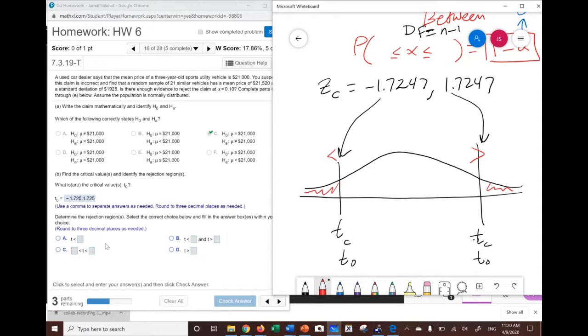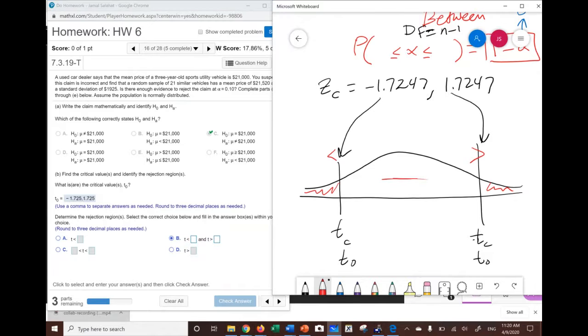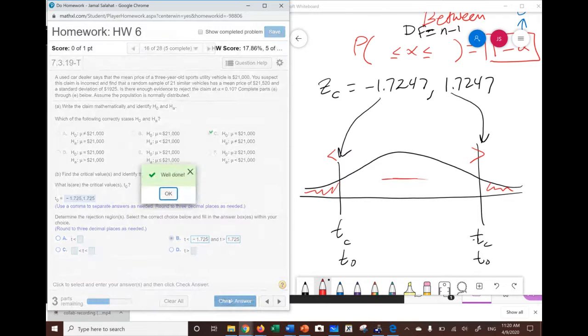So we're going to choose here, B. Don't choose the C, because C is talking about between. We're not talking about between. We're talking about T is less than the negative 1.725, and the other one, which is the T, is greater than 1.725. Now, when you put it this way, you're going to get the correct answer.